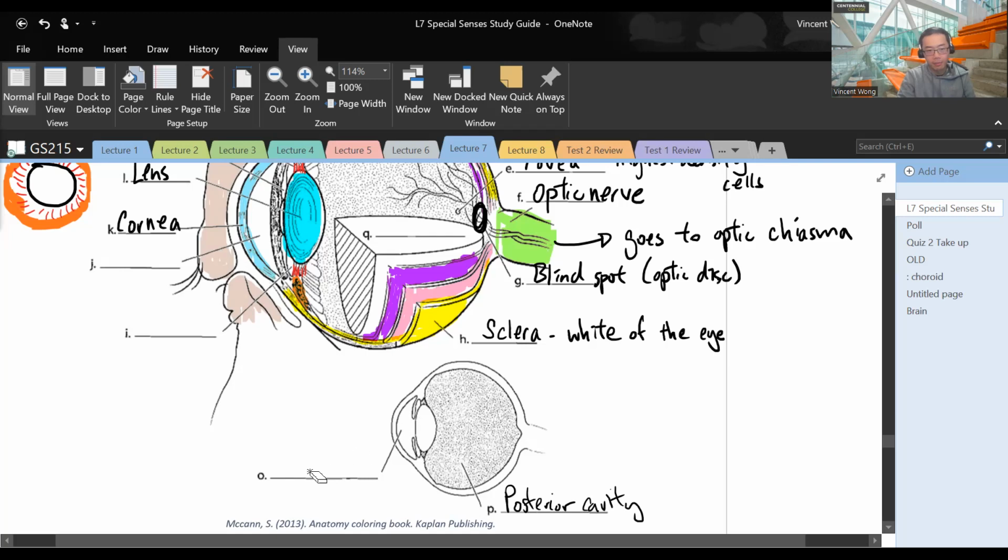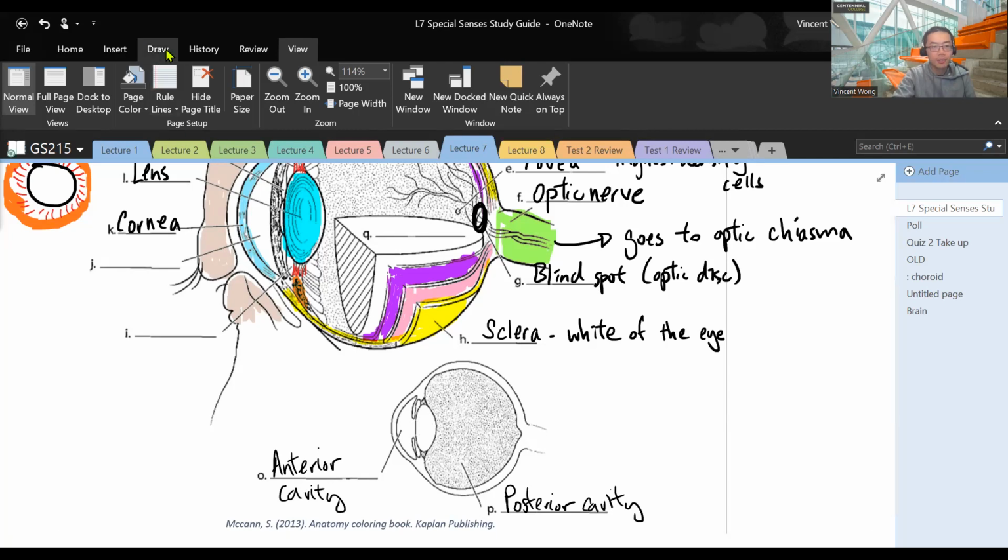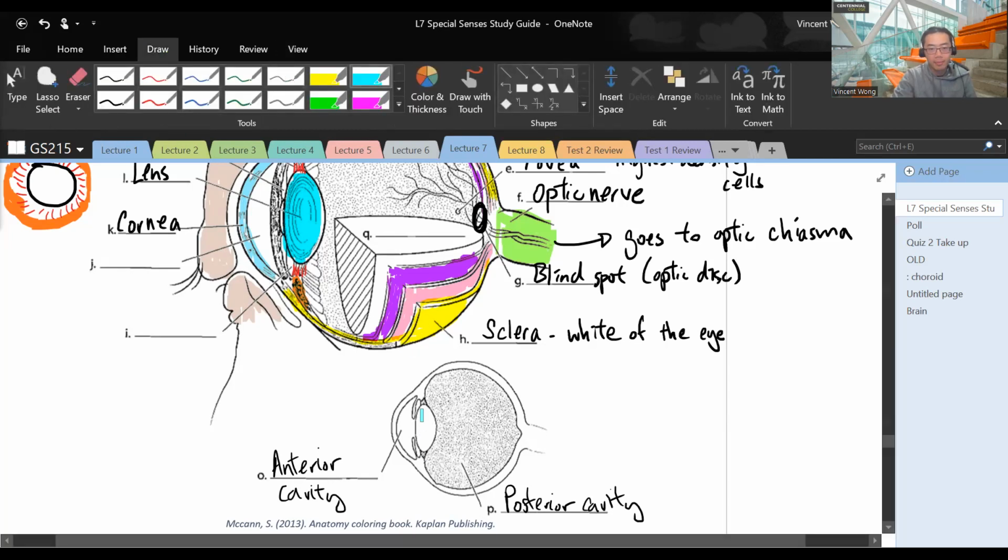And you probably guess what the front is, right? The front is anterior cavity. And again, this is the lens. I'll just color it the same thing so you know it's the lens.